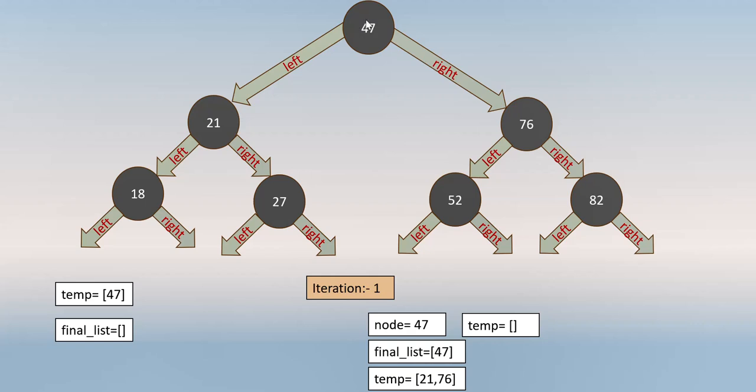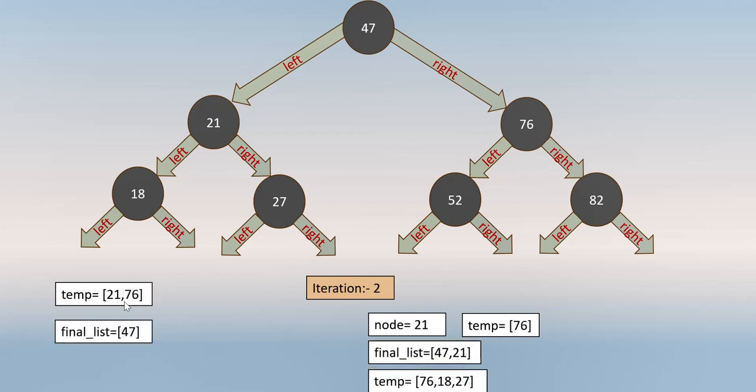So for 47 we have a left child as well as a right child, correct? Left child is 21, right child is 76. So we will append these two values in the temporary list. So now this list has two nodes, 21 and 76. So at the end of iteration 1 we have temp equal to 21, 76, and these two are nodes, and the final list has value 47.